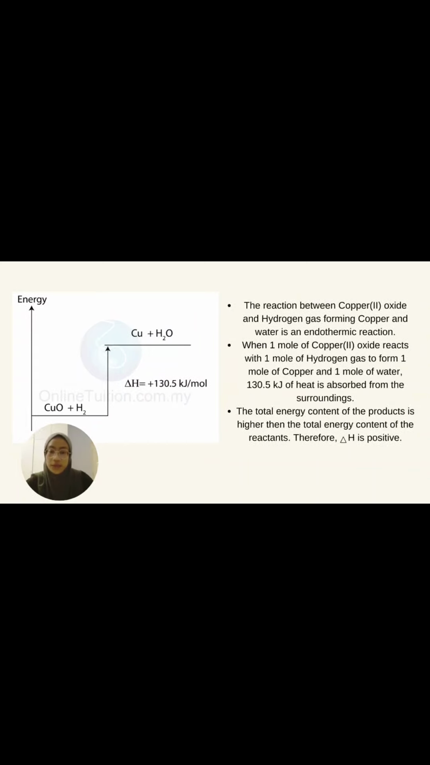The reaction between copper(II) oxide and hydrogen gas forming copper and water is an endothermic reaction. When 1 mole of copper(II) oxide reacts with 1 mole of hydrogen gas to form 1 mole of copper and 1 mole of water, 130.5 kJ of heat is absorbed from the surroundings. The total energy content of the products is higher than the total energy content of the reactants. Therefore, heat of reaction is positive. So how I remember the energy level diagram for endothermic reaction is, I just remember that the shape is like going upstairs.